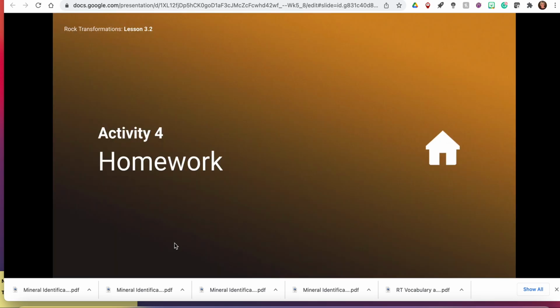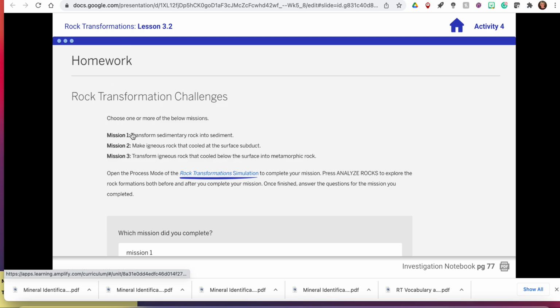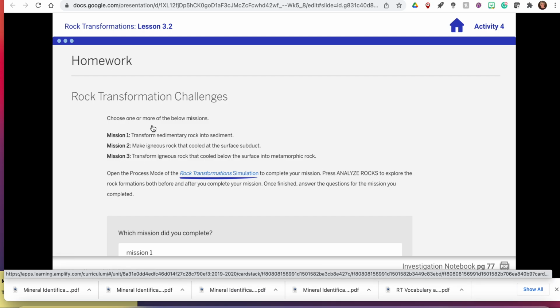Okay, that's really all we did for today. Let me know. We had a little bit of time left in class and the kids did the homework activity. You certainly can do it if you want to. There's some practice, different things you can do in the simulation.